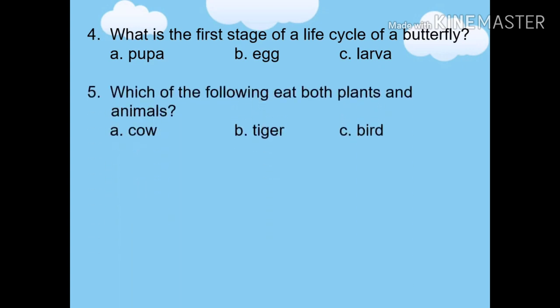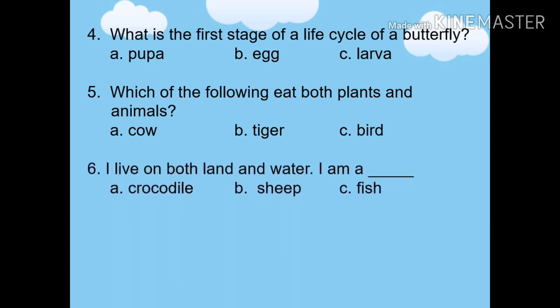Number 5. Which of the following eat both plants and animals? A. Cow, B. Tiger, C. Bird. Again, number 5. Which of the following eat both plants and animals? A. Cow, or B. Tiger, or letter C. Bird.